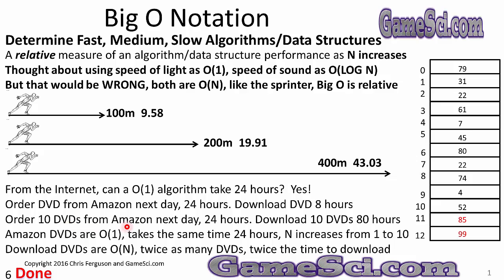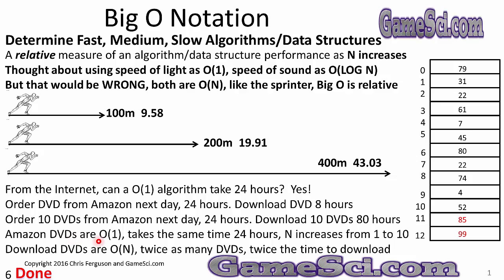You want to go on a binge DVD watching spree? You can order 10 DVDs next day air from Amazon and you'll get 10 DVDs 24 hours later. The same amount of time it takes you to get one DVD from Amazon, you can get 10 DVDs from Amazon. But if you were to download those same 10 DVDs, it'll take you 80 hours to get them. You can't download two things at the same time. You have to download one and start the other.